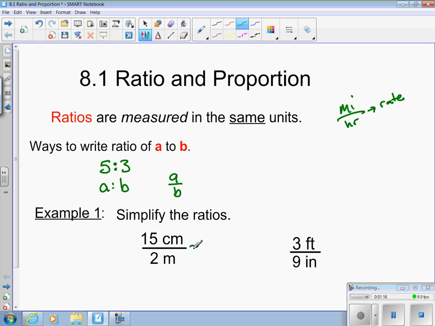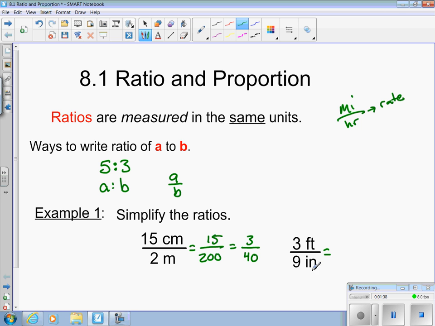In this case, I'm going to change this one to 15 over 200. And then I can reduce that down by dividing by 5. And I get 3. 5 goes into 20 4 times, 3/40.